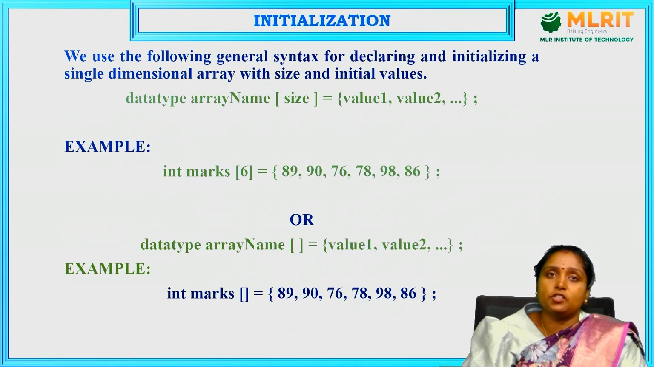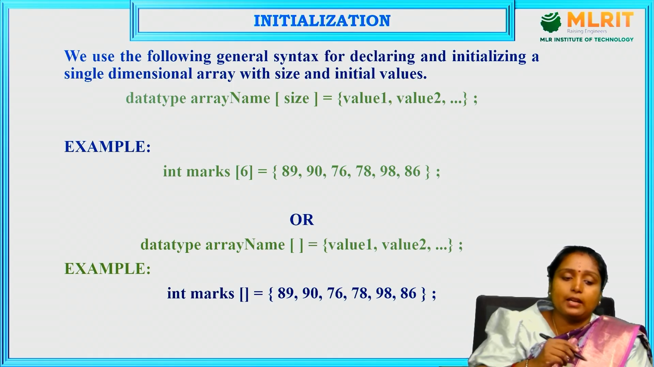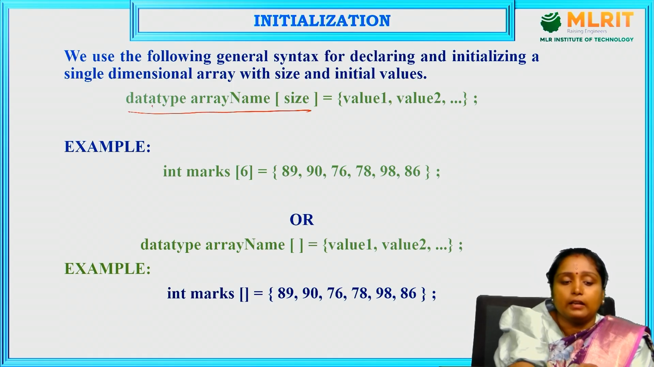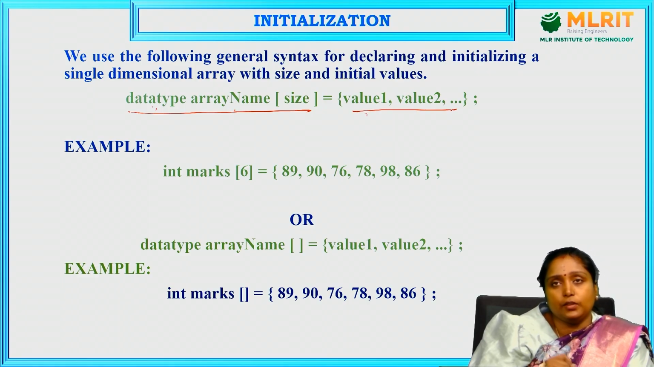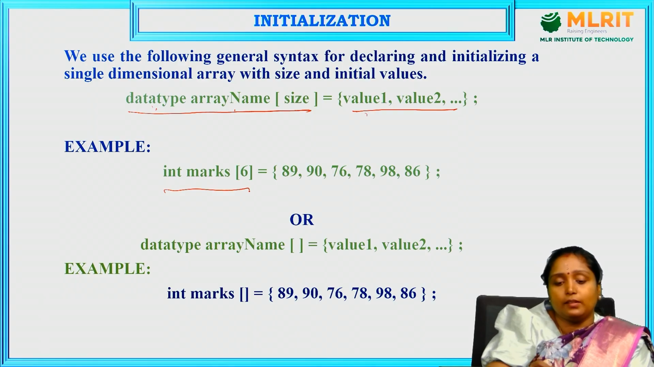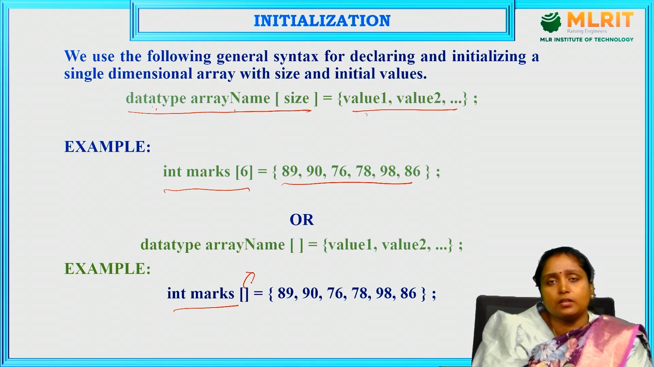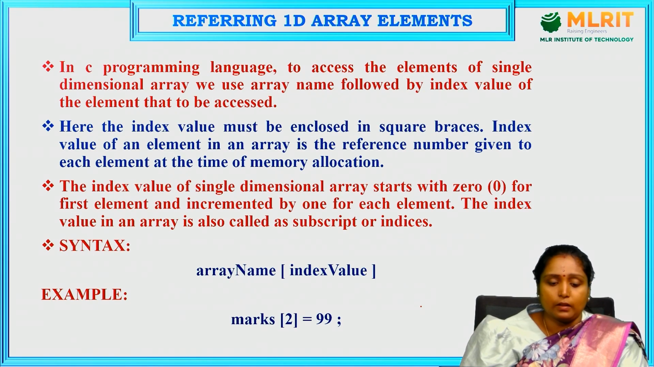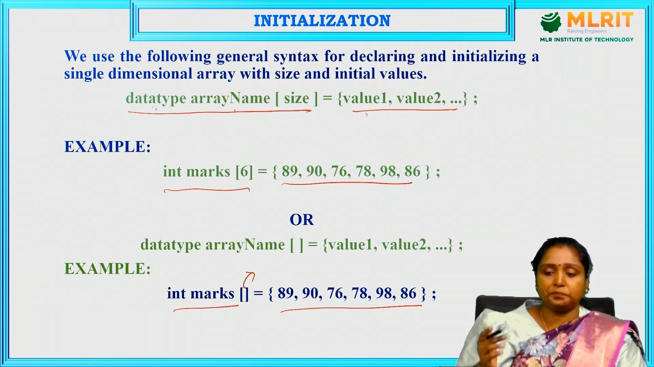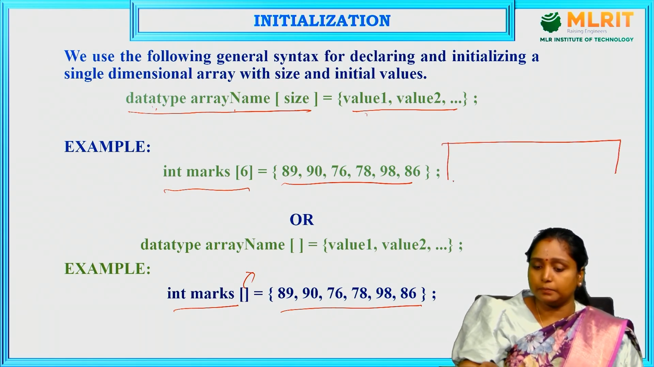Coming to the initialization, how are you going to initialize this? The syntax is: data type, array name, followed by the size, and you will have the values inside braces. Like this, int marks[6] equals, you can write 6 marks, or you need not mention the size, that is also okay when you are giving the values. When you give it like this, how will it be stored? Let me show you that.